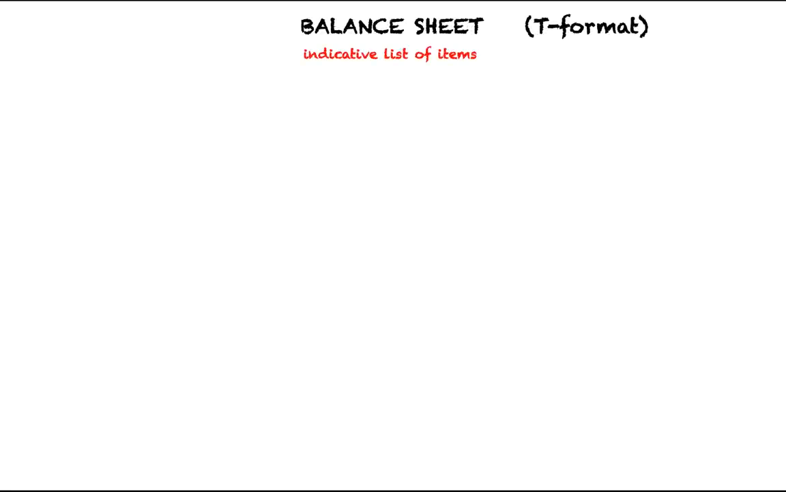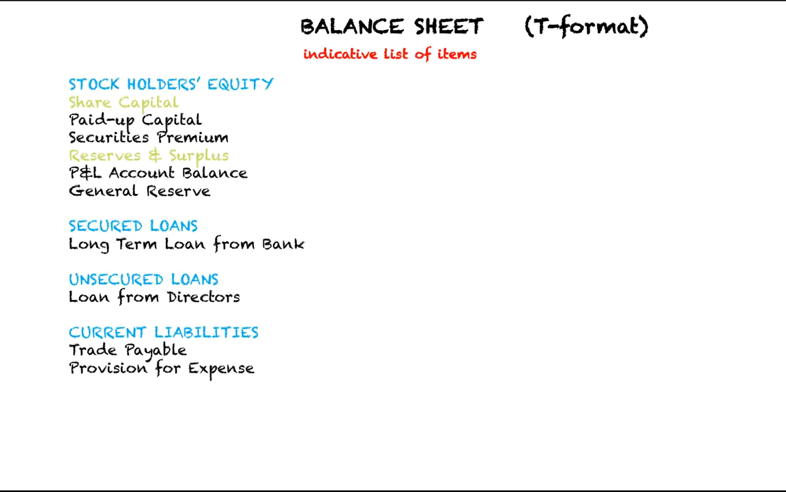Let's see this T format of balance sheet, which software like Tally will generally show you. On the left hand side, there is the list of liabilities, starting with stockholders' equity, share capital. Paid up capital means your face value. In some companies it is rupees 10, in some it is rupees 5, somewhere rupees 100 or rupee 1, depending on the company. So face value per share into number of shares goes into paid up capital. These shares can be equity shares, preference shares, and a lot of variety. Securities premium is anything that you pay over and above the face value. So premium per share into number of shares will be your securities premium.